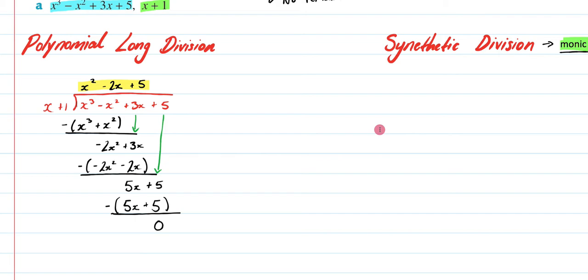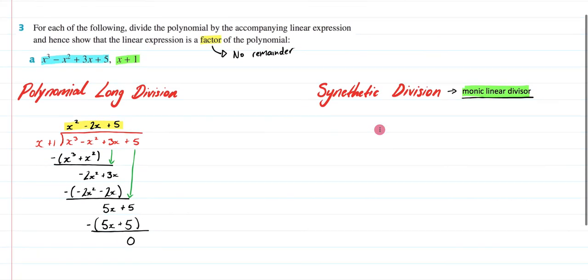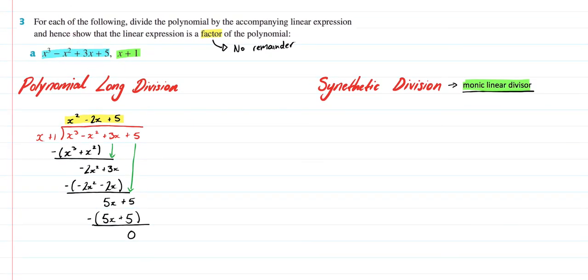Let's now do synthetic division, which is always fun. So again, this is optional. You don't need to know how to do this, but if you do, here's your chance to do it. First, you need to make sure that your divisor is monic and linear, which it is. Because it's x plus 1, you're going to set it equal to 0, rearrange for x, so you're dealing with negative 1.